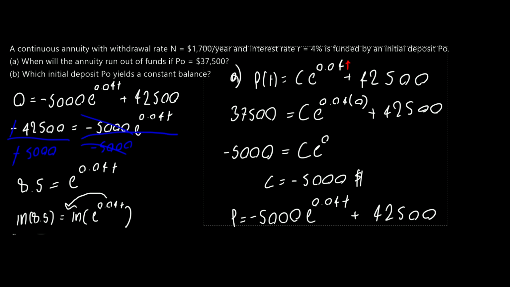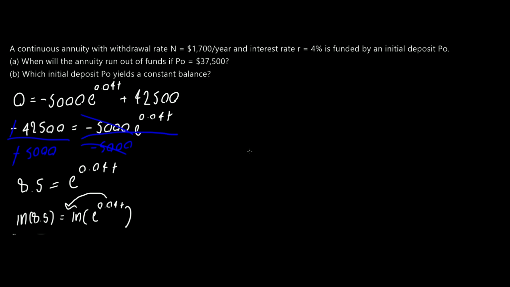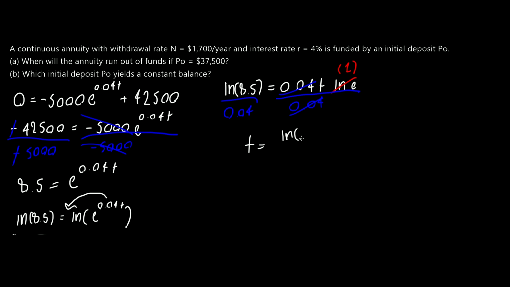So let me go ahead and make some space. We're going to have the natural log of 8.5, and then it's going to equal 0.04 t times the natural log of e. And if you know, the natural log of e is just 1, so it's insignificant. So now to finish the problem off, we can just divide both sides by 0.04, and then these will cancel, and we're going to be left with t equaling the natural log of 8.5 divided by 0.04.